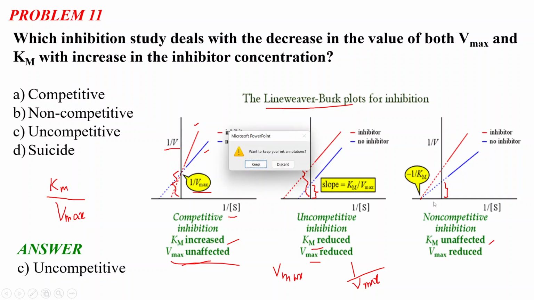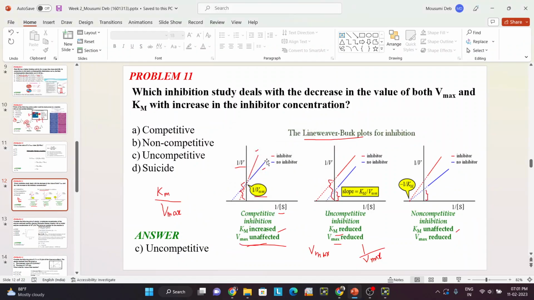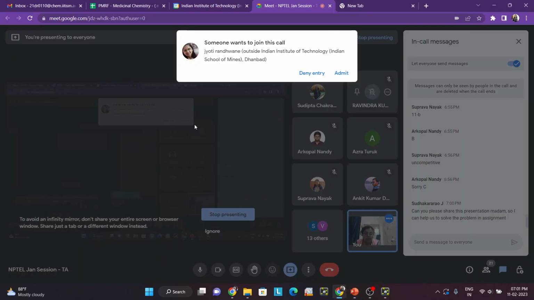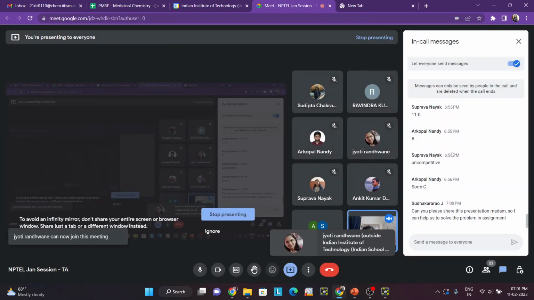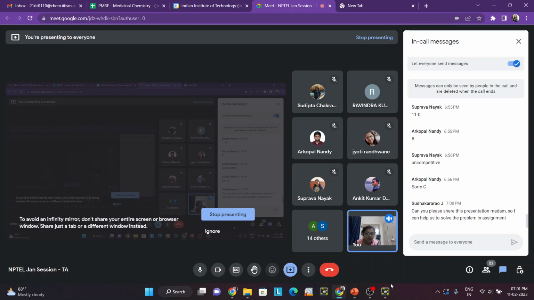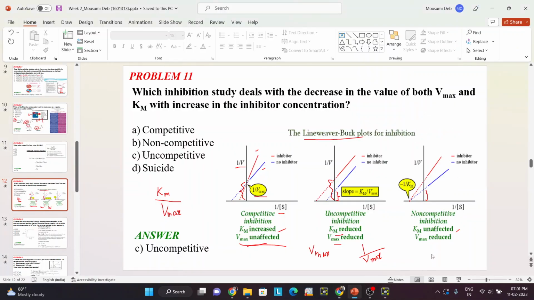Now I want to ask if you understood these three curves. Sometimes this kind of curves and presentation can come in a problem or the assignment. For this kind of slides, I always share the slides.